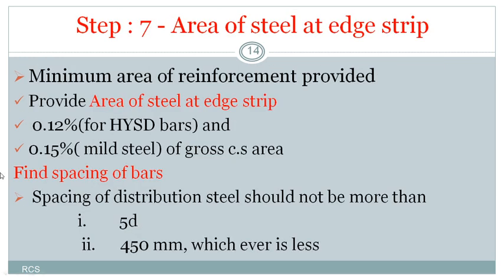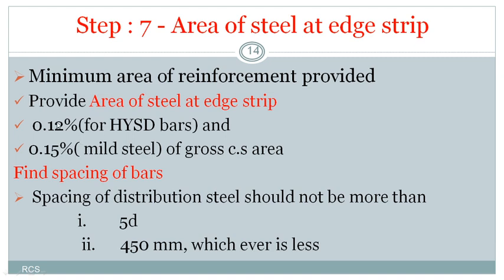So that is all about the calculation of area of steel in the middle strip region along the x direction and y direction. Now we have to calculate the area of steel at the edge strip along the x direction and y direction, and the code suggests that the area to be provided in this edge strip region is the minimum area of reinforcement. So as per codal provisions, the minimum area of reinforcement for Fe 415 bars, that you can say HYSD bars, is 0.12% of gross cross sectional area. And if you are using Fe 250 bars, then we have to provide an area of steel of 0.15% of gross cross sectional area. Right? That depends upon the grade of steel we are using.